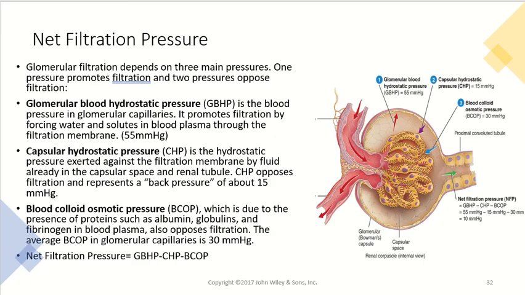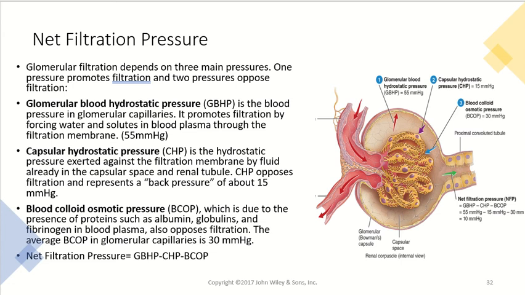So with that, that brings us to the concept of net filtration pressure. Glomerular filtration depends on three main pressures. One pressure promotes filtration, and two pressures oppose filtration. Glomerular blood hydrostatic pressure is the blood pressure in the glomerular capillaries. This promotes filtration by forcing water and solutes in blood plasma through the filtration membrane. This is about 55 millimeters of mercury.